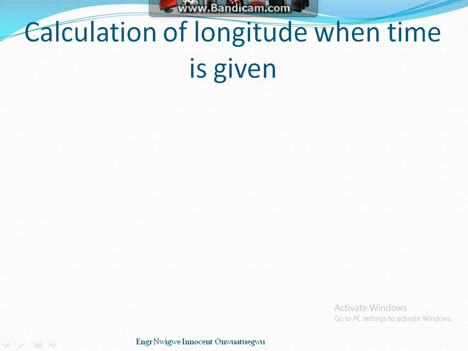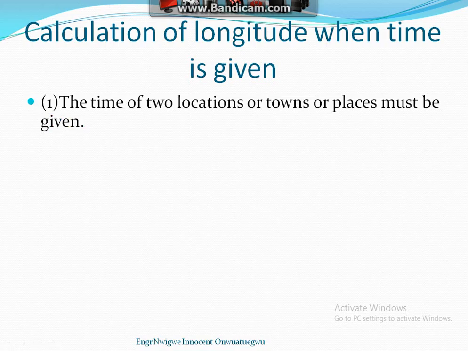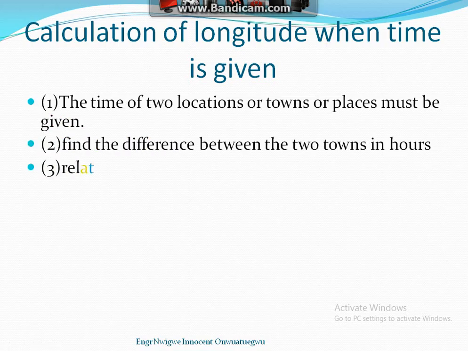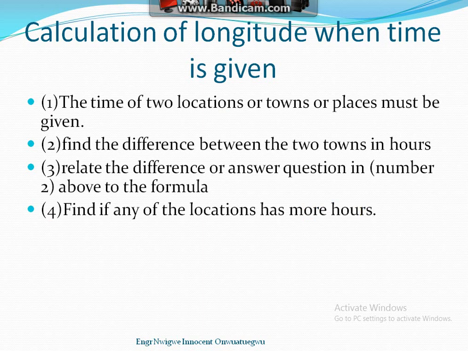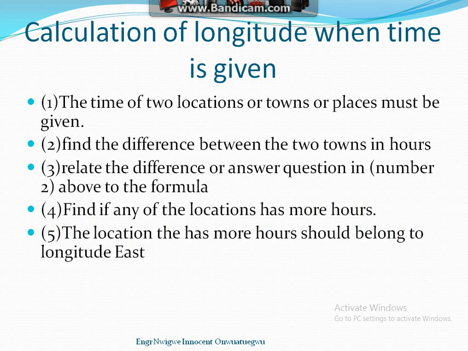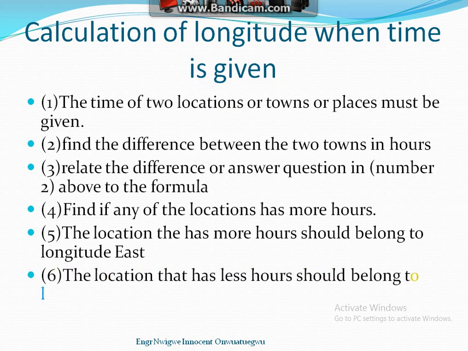The place must be given. To find the difference between the two times in hours. 3. Relate the difference, or the answer to question 2 above, to the formula. 4. Find if any of the locations has more hours. 5. The location that has more hours should belong to longitude east. 6. The location that has fewer hours should belong to longitude west.